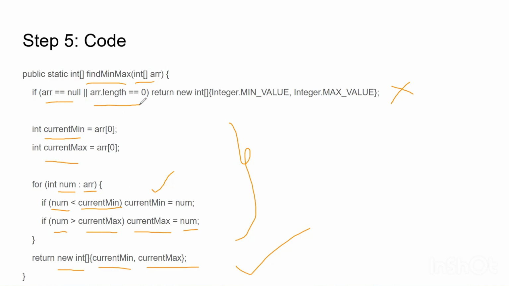But here we've considered in such cases where the array is null or the length of the array is 0, we will just return the minimum value and the maximum value according to the nomenclature that's set in Java. Okay, so this is how we solve the problem, we code the problem, and we are also considerate about the edge cases.